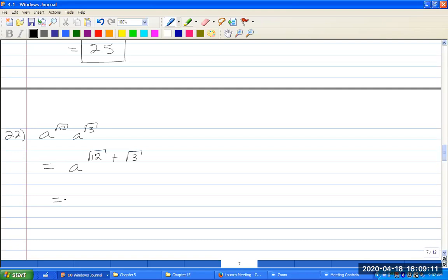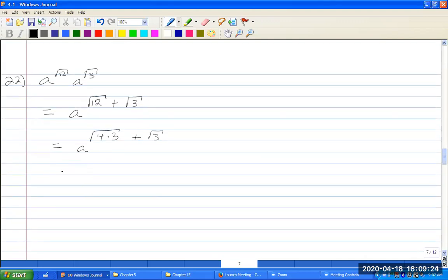simplify rad 12. Let's write 12 as 4 times 3. The square root of 4 is 2. And so now I have like radicals. So now I can add 2 rad 3 plus 1 rad 3 is 3 rad 3. And that is your answer.